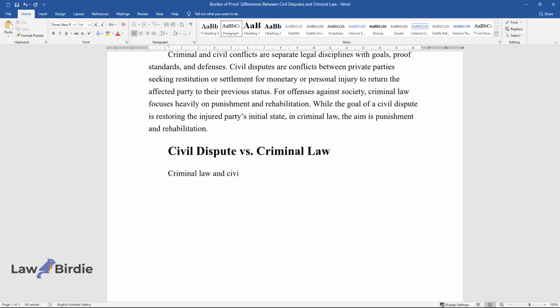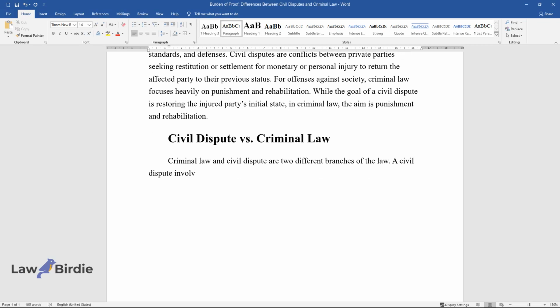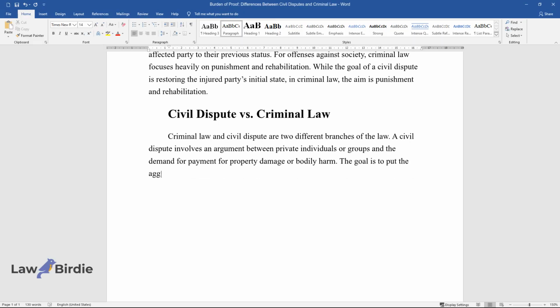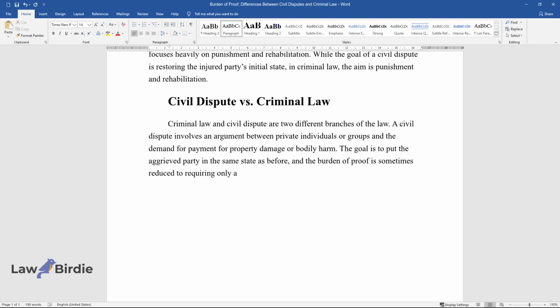Criminal law and civil dispute are two different branches of the law. A civil dispute involves an argument between private individuals or groups and the demand for payment for property damage or bodily harm. The goal is to put the aggrieved party in the same state as before, and the burden of proof is sometimes reduced to requiring only a majority of the evidence.